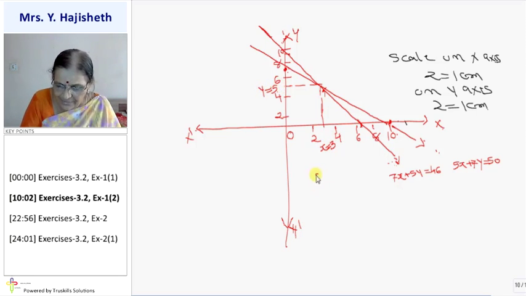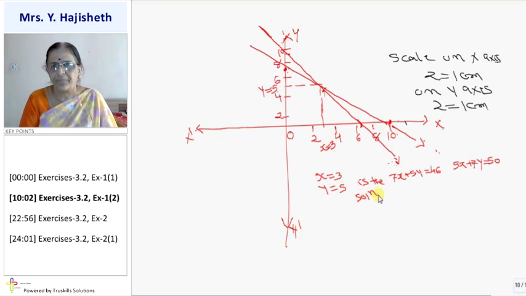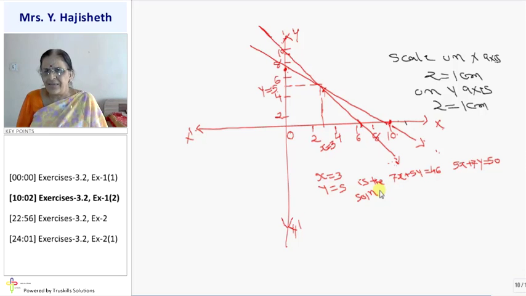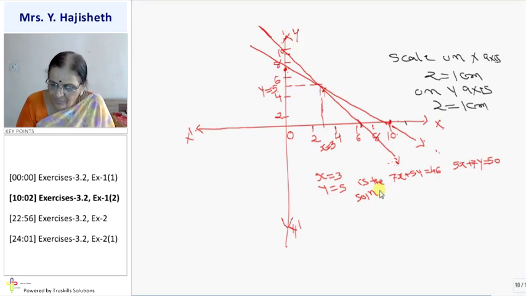So x is 3 and y is 5 is the solution. Okay? X is 3 and y is 5 is the solution. Now let us see, does it satisfy both the equations or not? Now does the point 3, 5 satisfy both the equations?